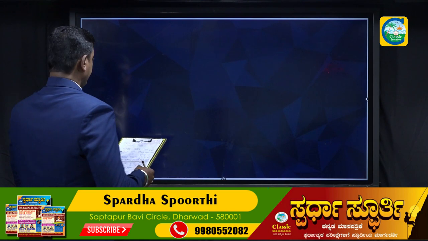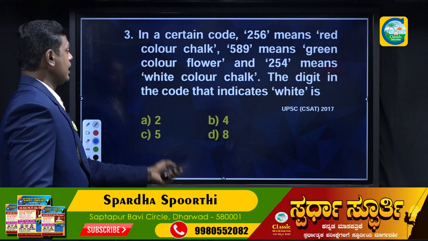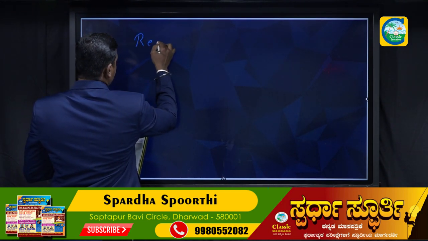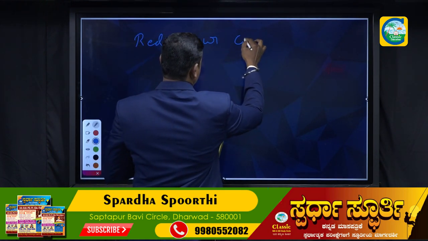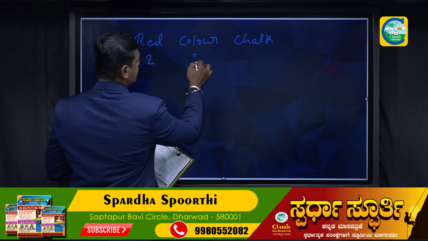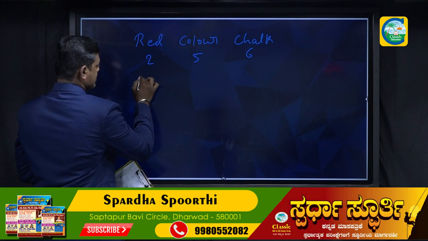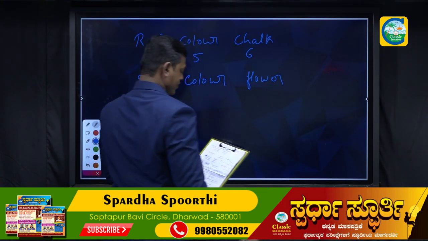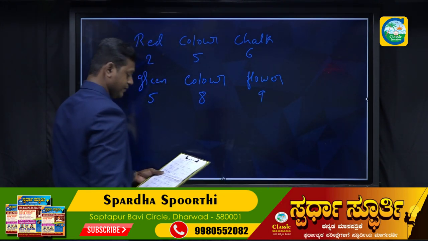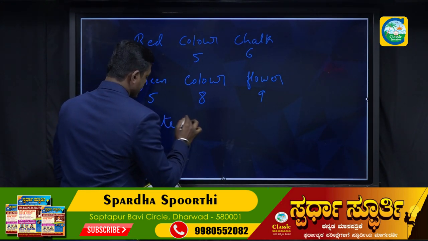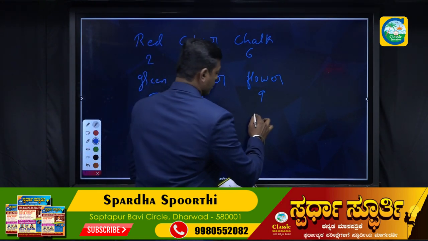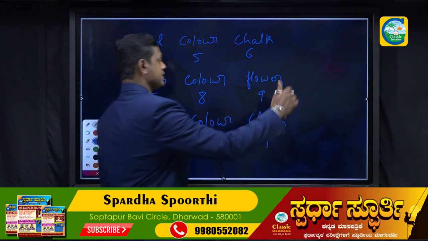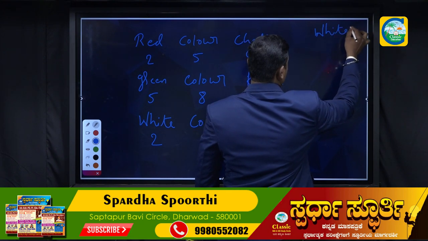I'll write down the question here, just see it. I am writing the previous question on the next page, as there is no space. Red color chalk is written as 256, then the second sentence, green color flower is written as 589. Then the third one is white color chalk is written as 254. Now the question is, they asked what is the digit of white.